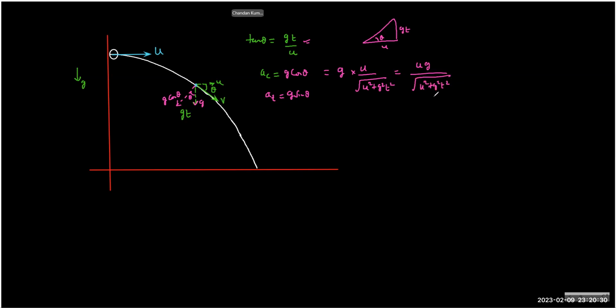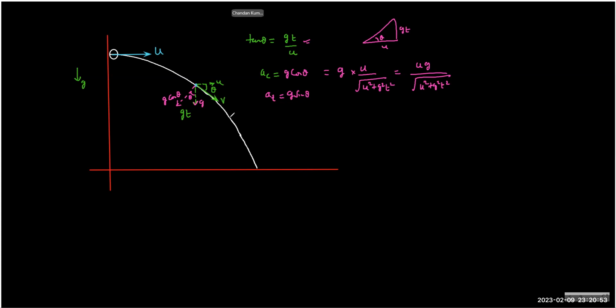So jump from one concept to other concept. And this is easy. It is clear. So you can express the centripetal acceleration in this way. You can express the tangential acceleration in this way. Is this clear?